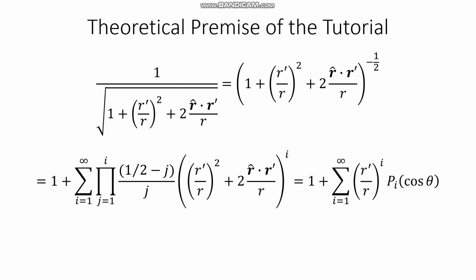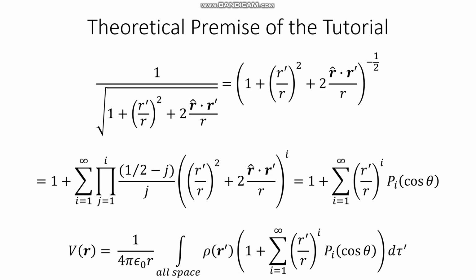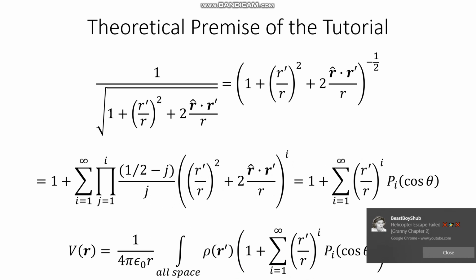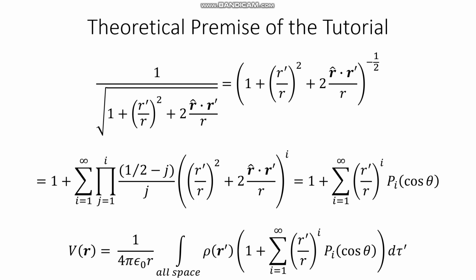So this is your expression. When you put this back, you get potential as a function of r as this. So notice that you have 1 plus this entire thing. Now, if I break this summation into individual components, you will realize that you have 1 by 4 pi epsilon naught r, rho r prime integrated over the volume with respect to the prime coordinate. That's one term that you get.